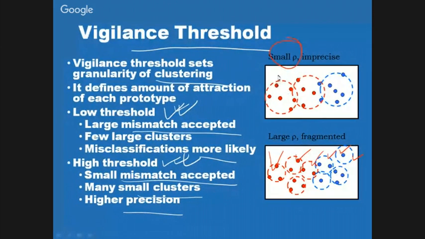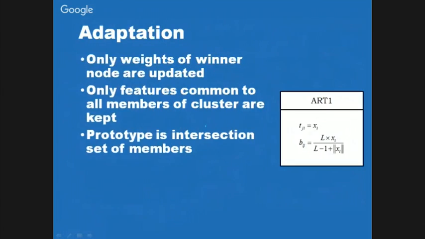That means the clusters will be fewer. That means all the neurons will be tied to one cluster only. That means the clustering will not be accurate. So if it is a higher threshold, then the precision will be more. And if it is a low threshold, then the precision will be less, right? So this is actually the vigilance threshold that you have to take care of.